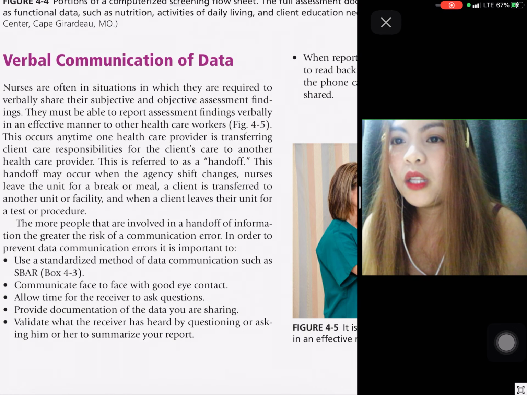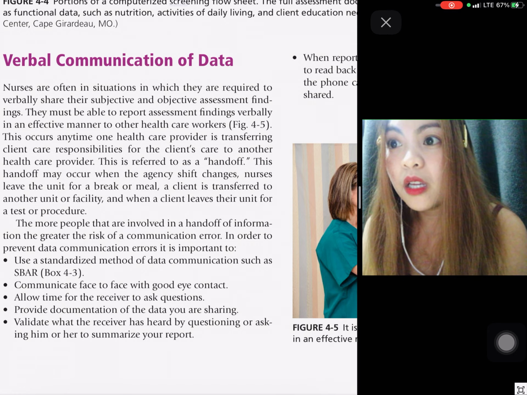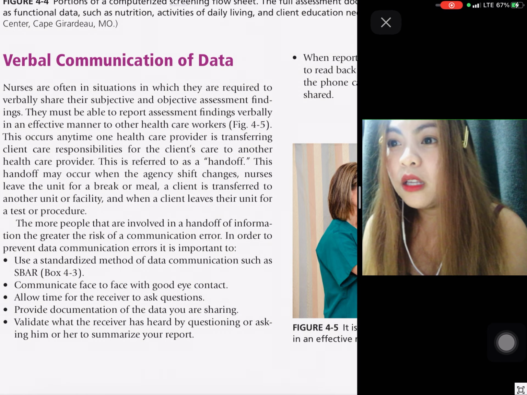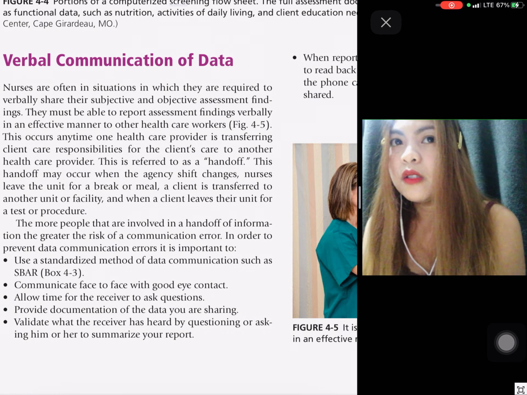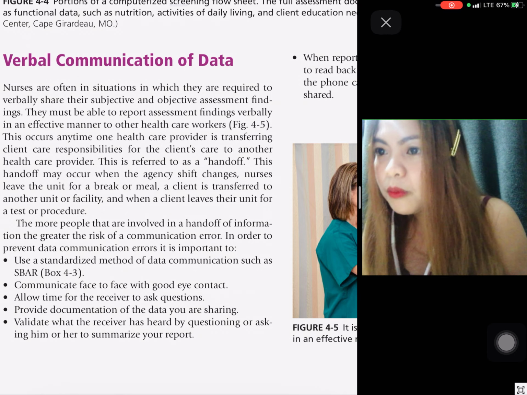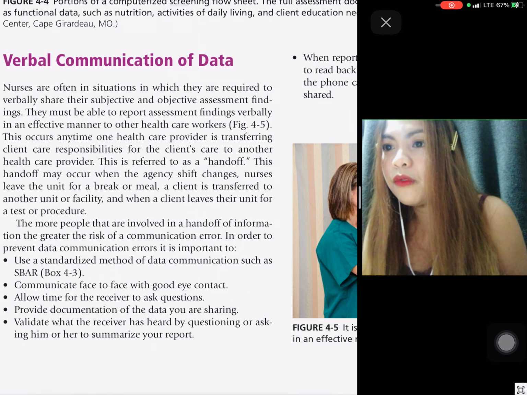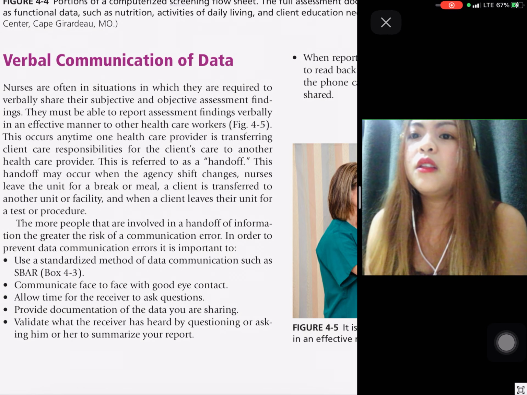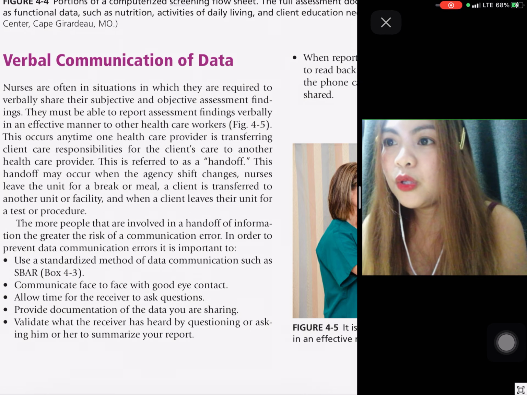Yun. Kaya naman, pag break ka or meal, so, pwede mo i-endorse yun sa kasama na, pag tumawag, si ganito, may ganito lang, pakitanggal, paki-off naman, pakikuha naman yung IV, pakipalitan, ganan. So, yan, endorse pa rin yun. A client is transferred to another unit or facility, yan, kailangan mo pa rin i-endorse. O kaya naman, pag ang client leaves to their unit for a test or procedure, kunyari, kailangan niya bumaba kasi andun yung CT scan, andun yung x-ray. So, yan, i-endorse mo rin.